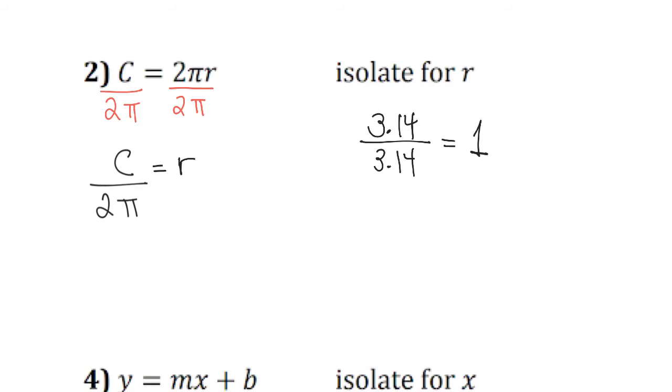And we've successfully isolated for r. We've gotten r by itself. So if I wanted to solve for r, or the radius of my circle, I could simply take the circumference and divide it by 2 times pi. So this is a formula set up to solve for the radius of the circle.